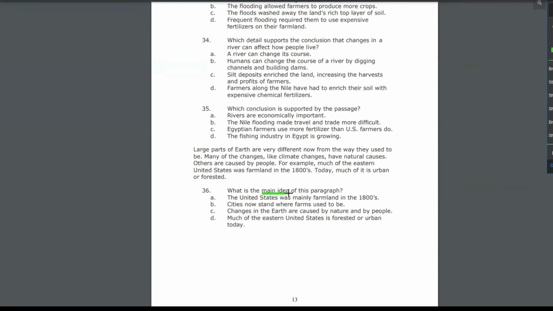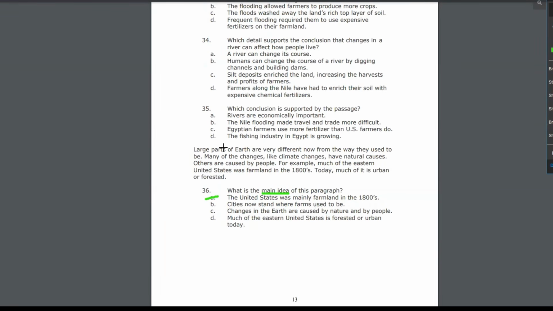Main idea is, well, that's our burger, that's our meat. What can I walk away with reading this particular passage? All right, it says the United States was mainly farmland in the 1800s. That was mentioned, but was that the whole point of the paragraph? No, right? That's just one particular thing. That's like adding our ketchup to our burger. Cities now stand where farms used to be. Could definitely be true, but that's only a small part of it, right? Overall in the passage, you're not talking about cities versus farms, right?